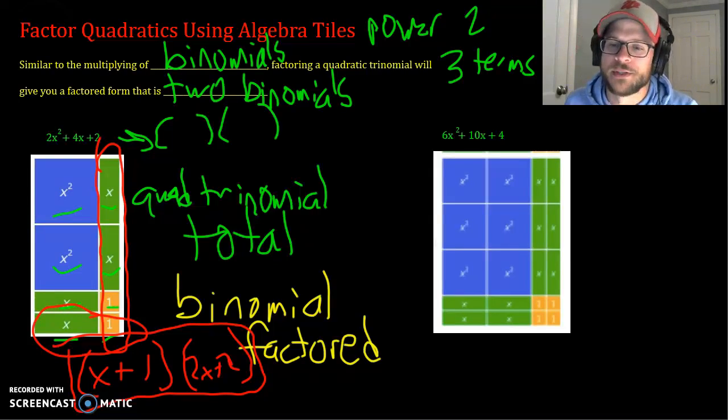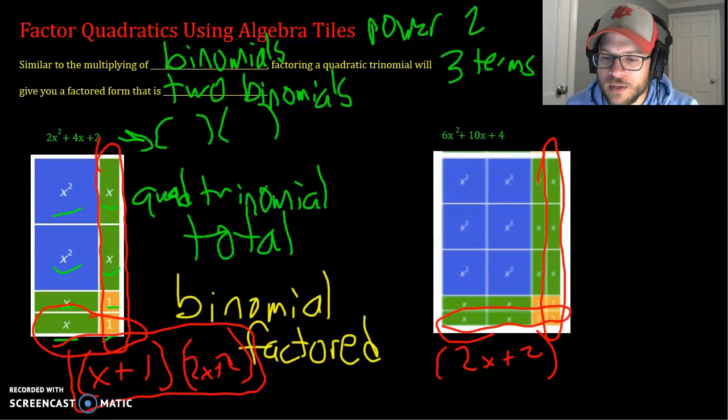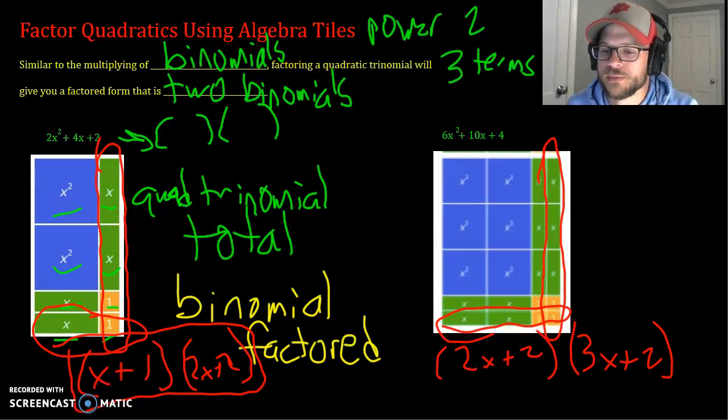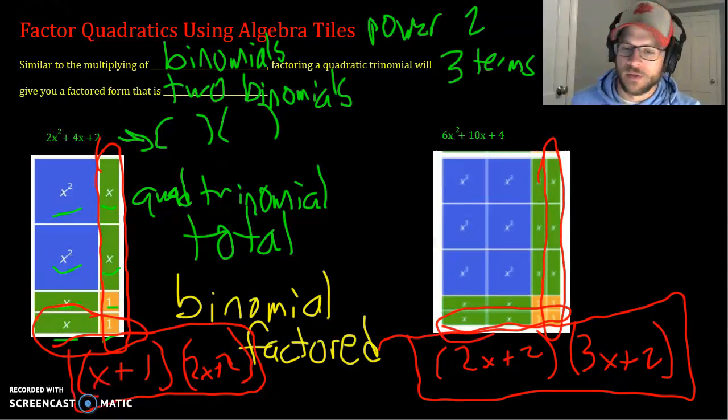So again, we're starting off with 6x squareds, 10x's in total in both areas, and then 4 is your constant here. So we're going to factor this by looking at the bottom row and our far right column. Bottom row is 2x plus 2, and the far right column, 1, 2, 3, plus 2, 3x plus 2. The algebra tiles make it pretty easy as long as it's set up in a perfect rectangle where everything is balanced and even on the sides. And then you should be able to completely factor everything into binomial form from there.